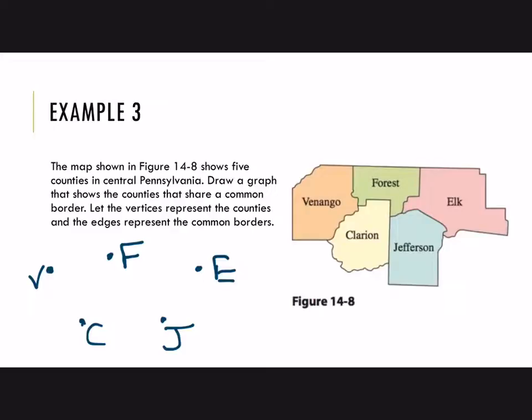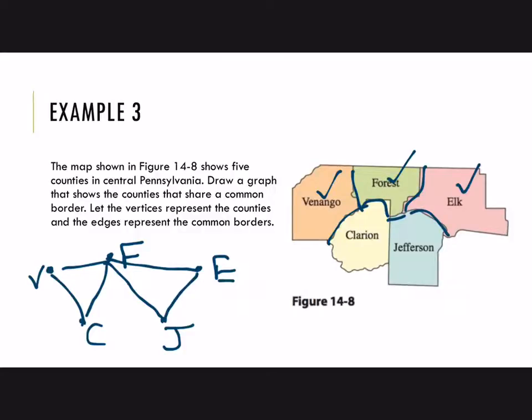Okay, so Venango shares a common border with Forest and also with Clarion. Okay, so that one's done. Forest also connects to Clarion and Jefferson and Elk. Okay. Elk also connects to Jefferson. And Jefferson also connects to Clarion. And Clarion, I've already done the 3 borders with the counties adjacent to that one. Okay, so that is a graph that represents this map.